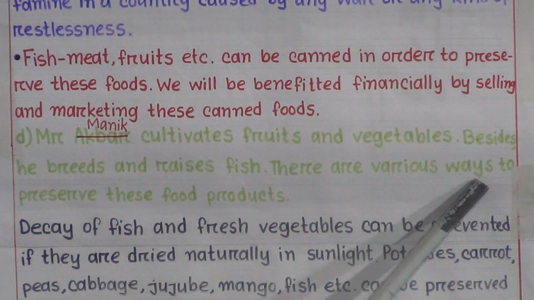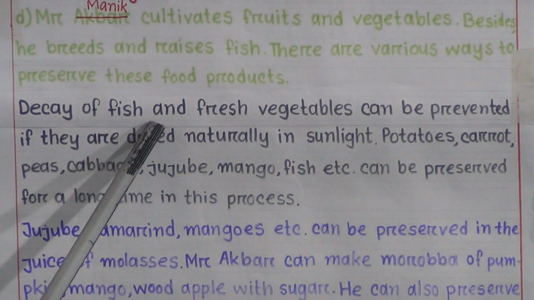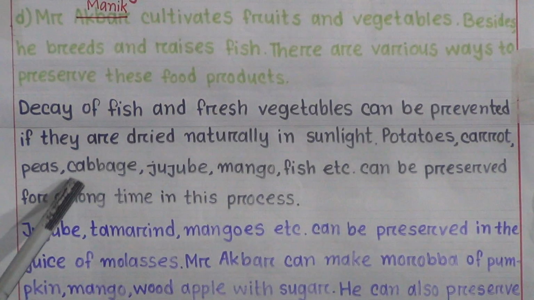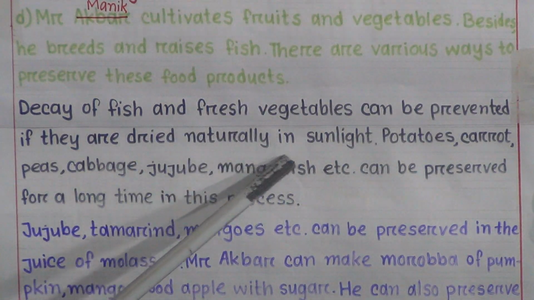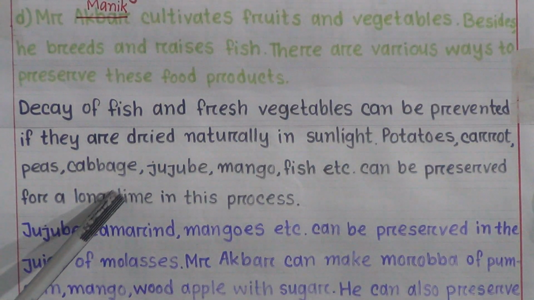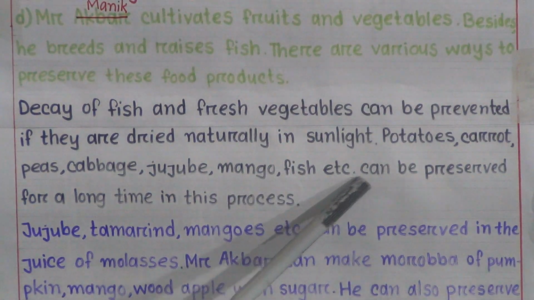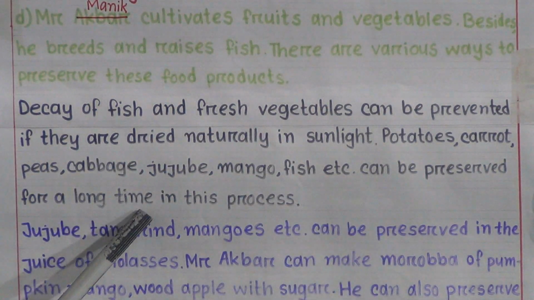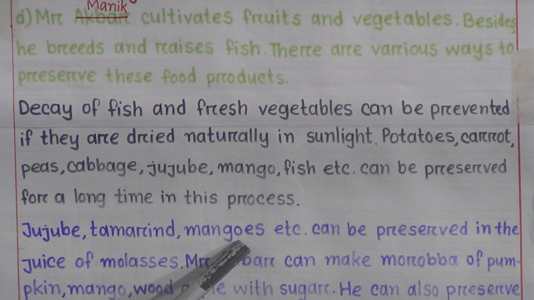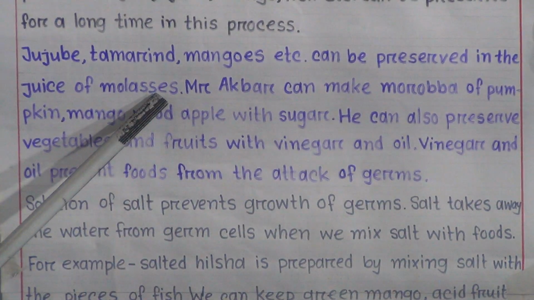There are various ways to preserve these food products. Decay of fish and fresh vegetables can be prevented if they are dried naturally in sunlight. Potatoes, carrot, peas, cabbage, jujube, mango, fish, etc. can be preserved for a long time in this process. Jujube, tamarind, mangoes, etc. can be preserved in the juice of molasses.